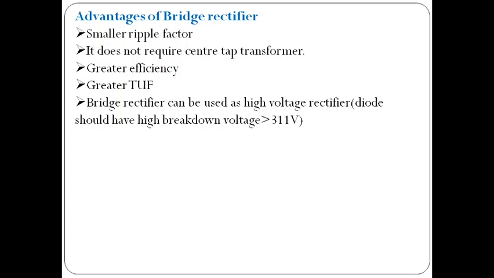It is 81.2. The same efficiency is provided by the center tapped full wave rectifier also. And the greater TUF, transformer utilization factor, is also improved here. In the previous center tapped full wave rectifier, we got 0.69. Now it equals 0.81. Bridge rectifiers can be used as high voltage rectifiers when the diode has a higher breakdown voltage. That means when the diode breakdown voltage is more than 311 volts, we can use this bridge rectifier as a high voltage rectifier.